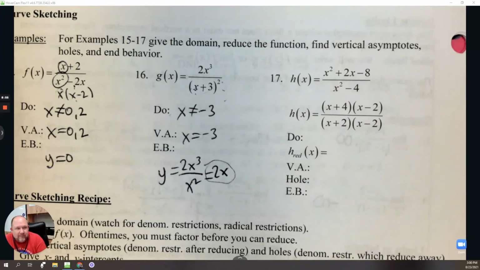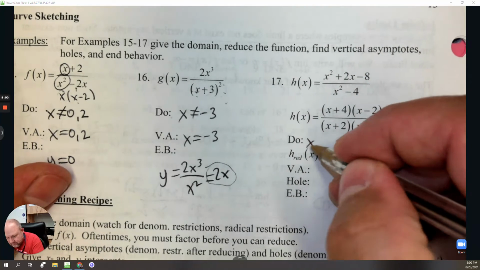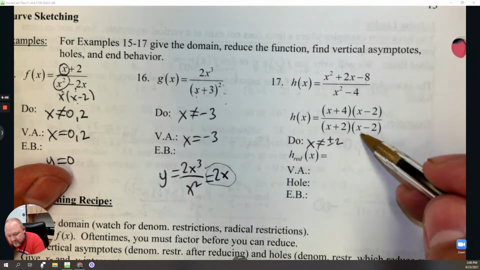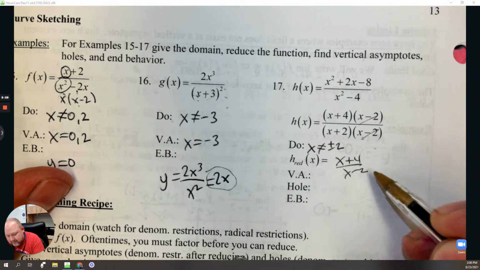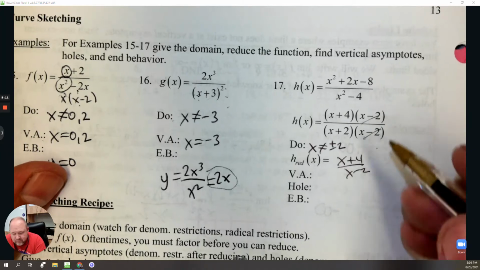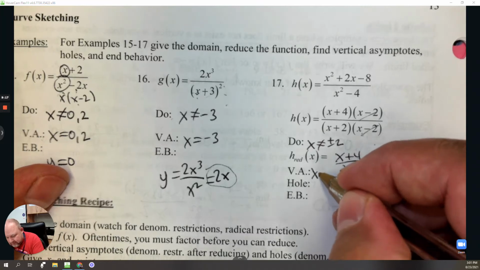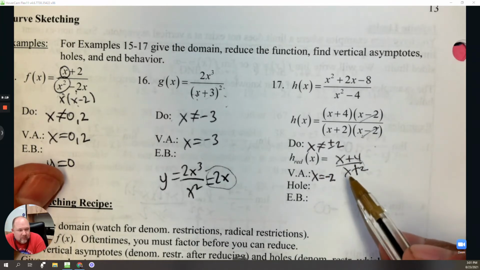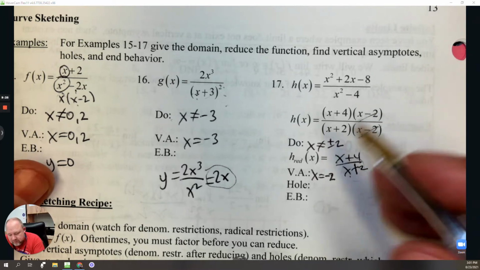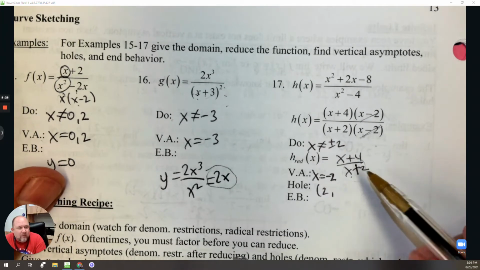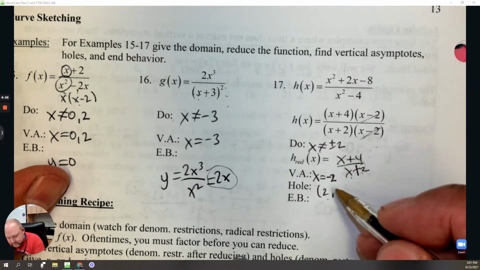Number 17, the domain, what can x not be? It's nice that they factored it. So positive and negative 2. If I reduce it down, x subtract 2 is removed, and I just have x plus 4 over x plus 2. So what remained in the denominator, that creates a vertical asymptote. So negative 2, that restriction remained, so it creates a vertical asymptote. What's the 0 that got removed? That's positive 2. When I plug positive 2 into here, I get 6 over 4 or 3 over 2.